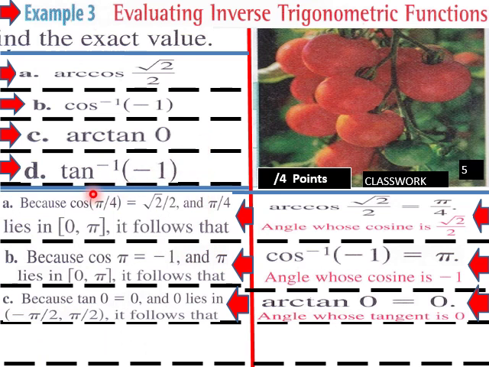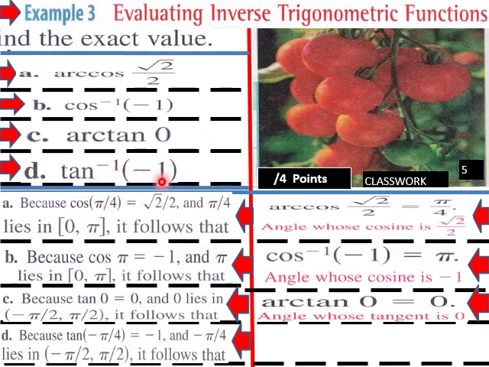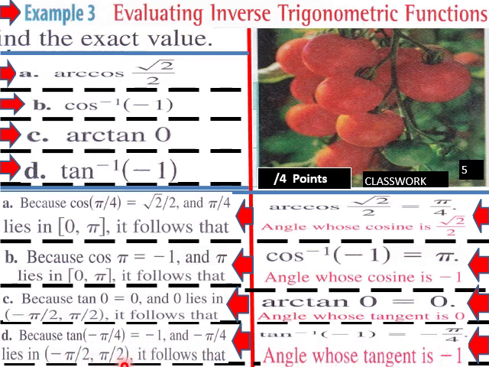And then for D, tan to the negative 1 of negative 1. Because tan of negative pi over 4 equals negative 1, and negative pi over 4 lies in the interval of negative pi over 2 to pi over 2, it follows that tan to the negative 1 of negative 1 equals negative pi over 4. That is the angle whose tangent is negative 1. So it would be negative pi over 4 for D.